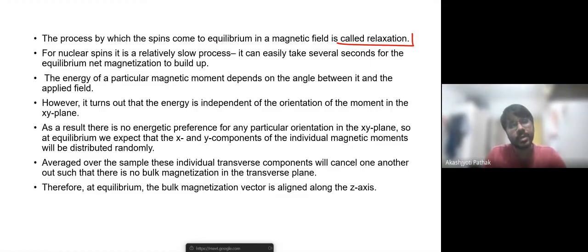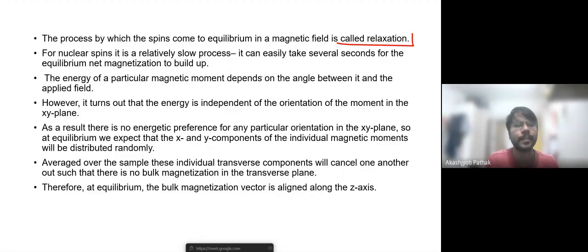So when you apply a magnetic field, the spins which are randomly oriented start to orient in a direction parallel to the magnetic field. That process is called relaxation. For nuclear spins, it is a relatively slow process. It can easily take several seconds for the equilibrium magnetization to build up.